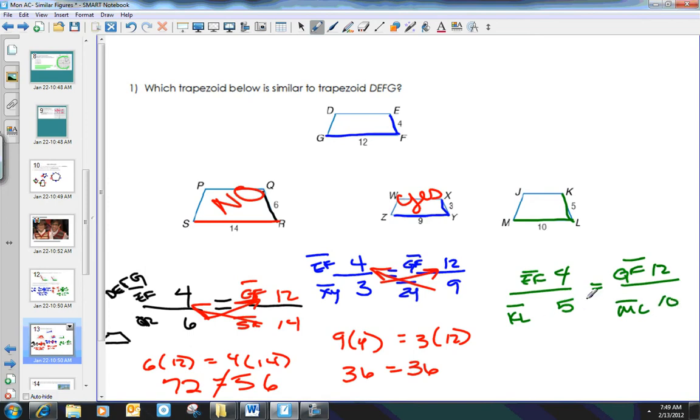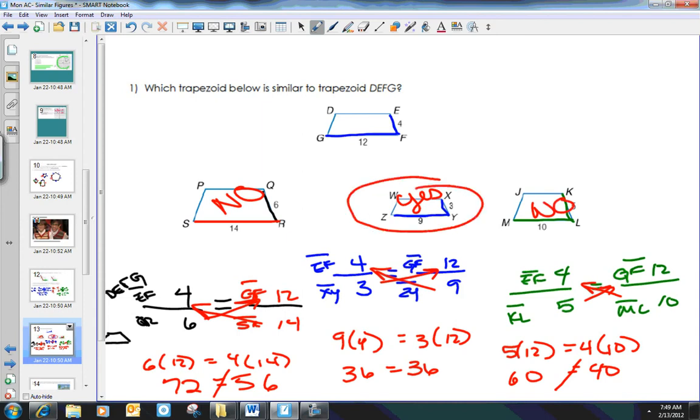Does 5 times 12 equal 4 times 10? Well, 5 times 12 is 60. 4 times 10 is 40. I'm going to put a line through this equal sign. That means does not equal. 60 does not equal 40, so that's not similar. So this one is also a no. So our yes trapezoid is the middle one. It is the similar trapezoid.